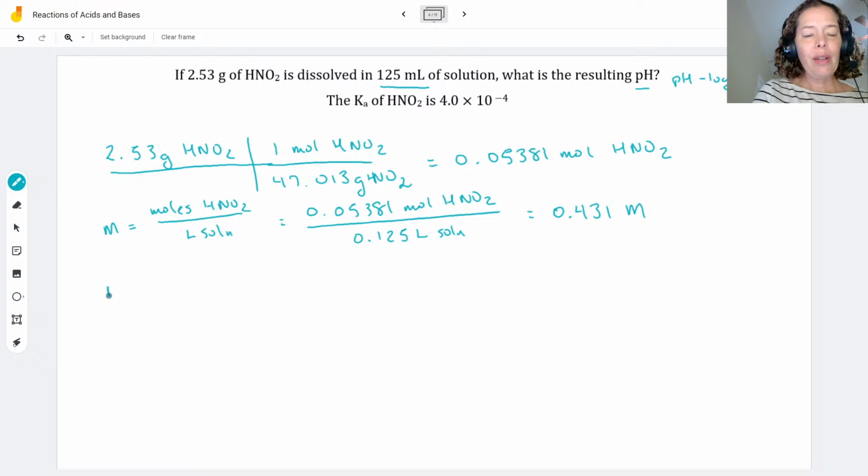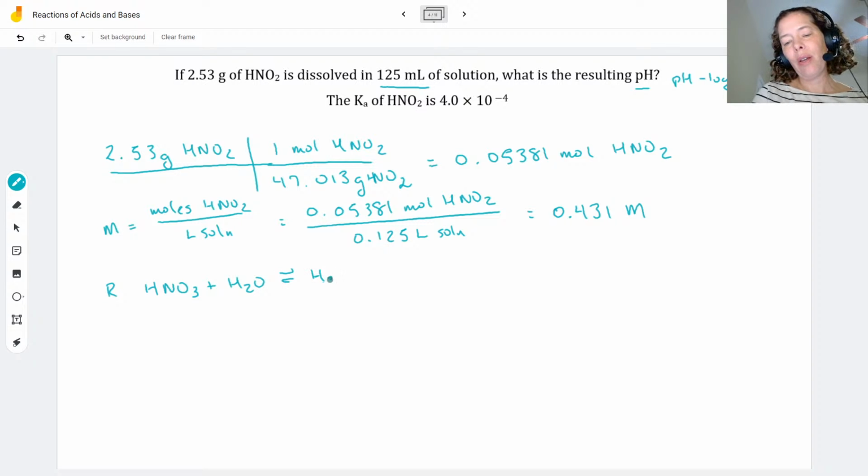R for rice is the reaction. So we have our nitrous acid plus water in equilibrium with the hydronium cation. And oh, I wrote that as nitric acid. I'm sorry. This is nitrous acid. Nitric acid is a strong acid. And our nitrite anion. Okay, so that's R.